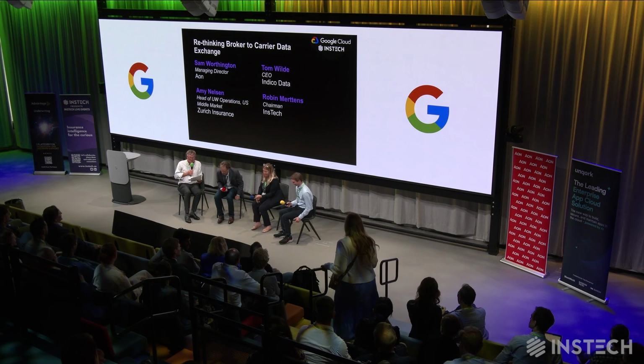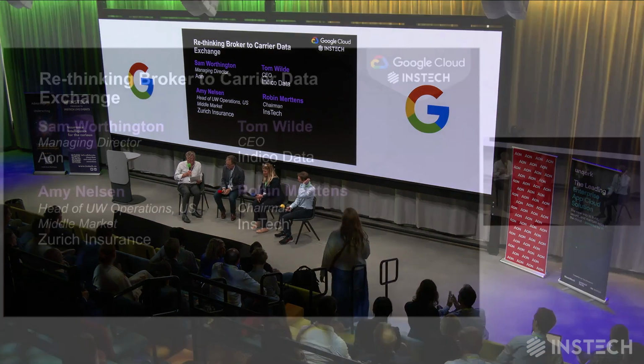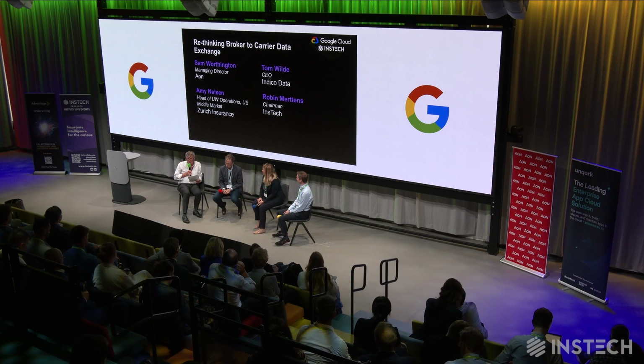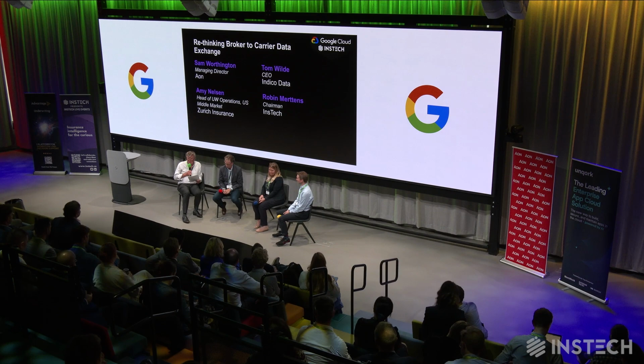The title of this is Rethinking Broker to Carrier Data Exchange. So for those of you who came last time, we spent a lot of our time in June talking about how to make the data that was coming from the inception of a risk, the earliest stage of a risk, through the broker to the carrier, fundamentally more efficient and smart. And we've had it back today talking about the same kind of things.